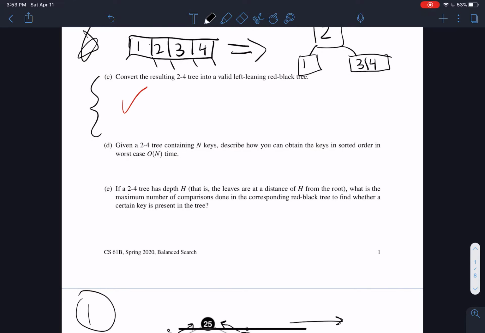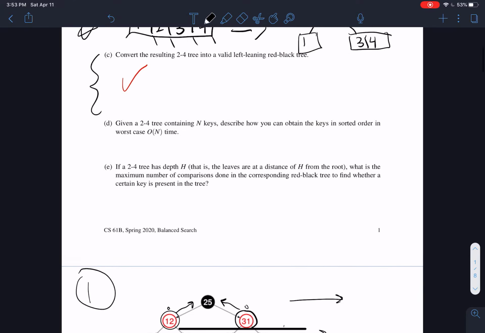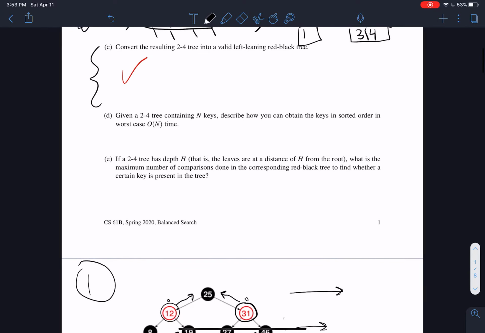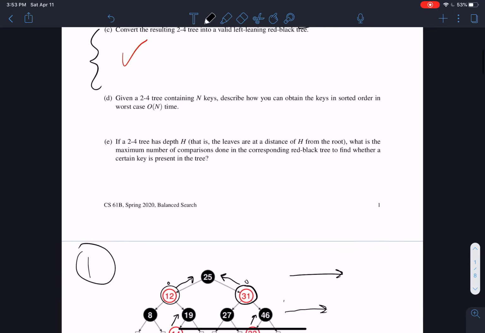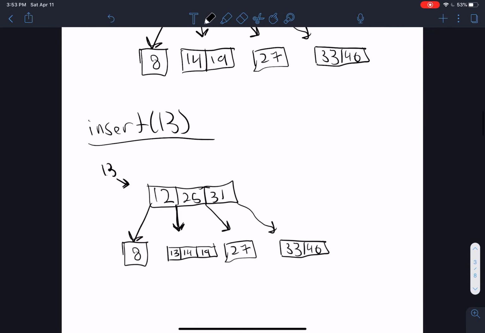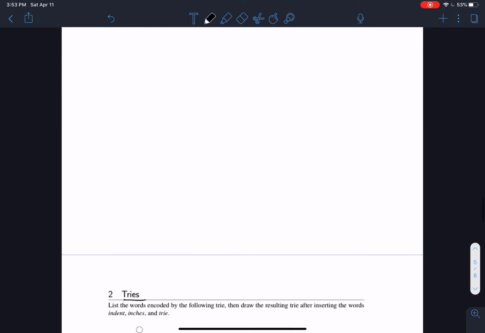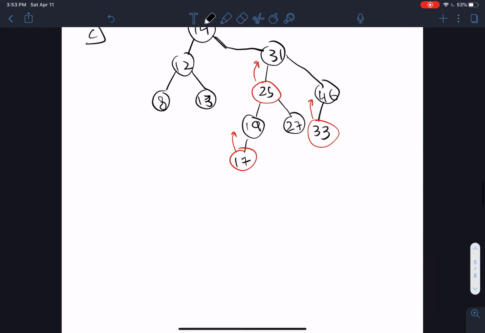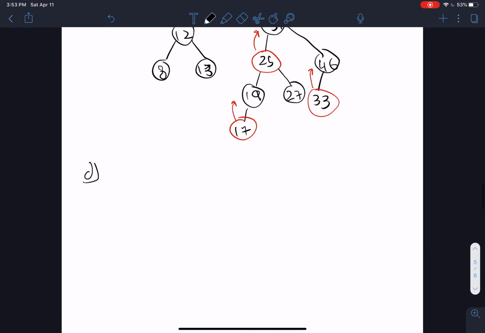So, okay, someone gives us a 2-4 tree, and now we want to get the keys in sorted order in worst case linear time. Okay, so let's first recall how we did that in a binary tree, or binary search tree. So let's just draw that. It looks like something like this. And it could go on.